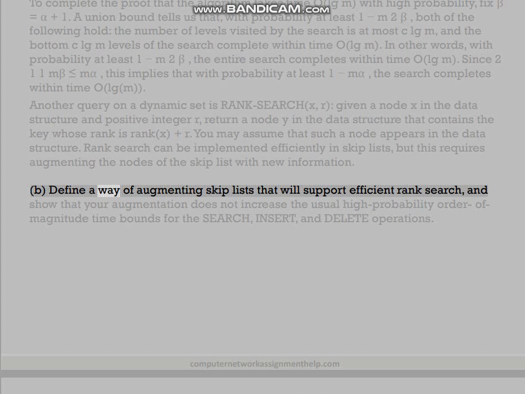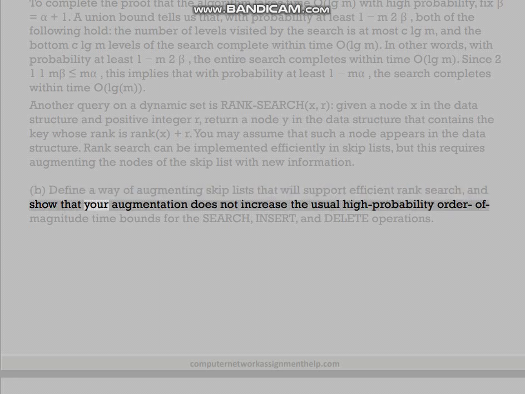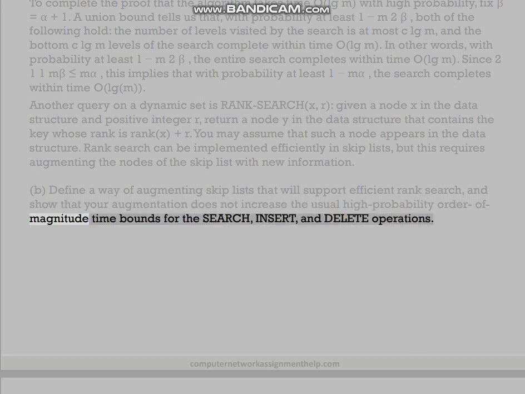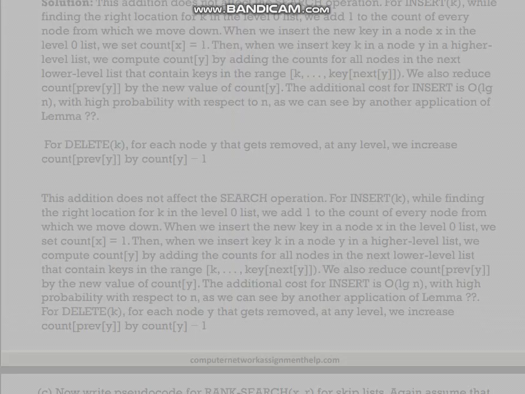B. Define a way of augmenting skip lists that will support efficient rank search, and show that your augmentation does not increase the usual high probability order of magnitude time bounds for the search, insert, and delete operations. Solution: this addition does not affect the search operation.